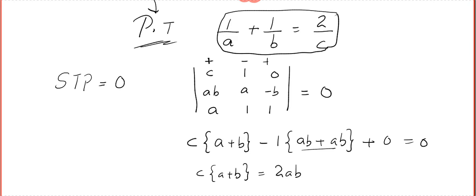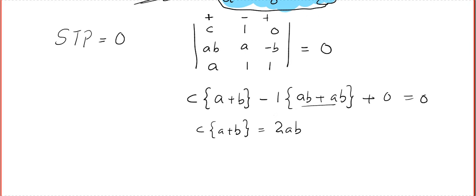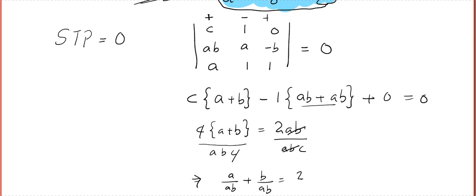Now look at this statement. You are supposed to prove this. So what should I do? I'll divide throughout by ABC. So dividing by ABC, cut, cut, cut, cut. So we get A by AB plus B by AB equal to 2 by C. That's it. So we got 1 by B plus 1 by A is equal to 2 by C.